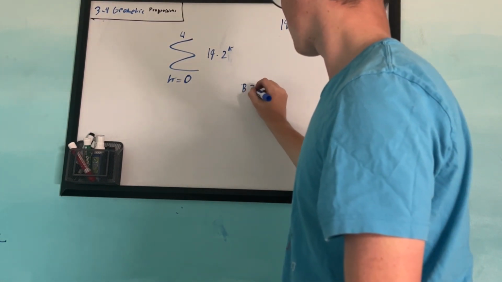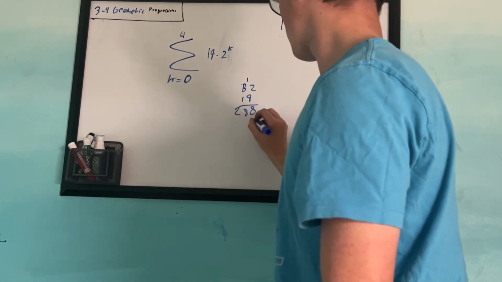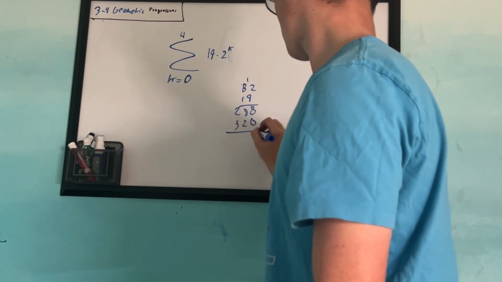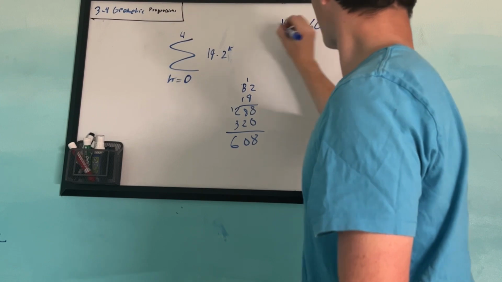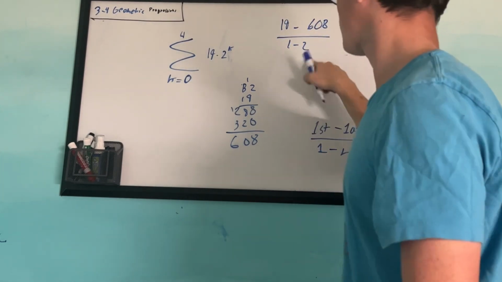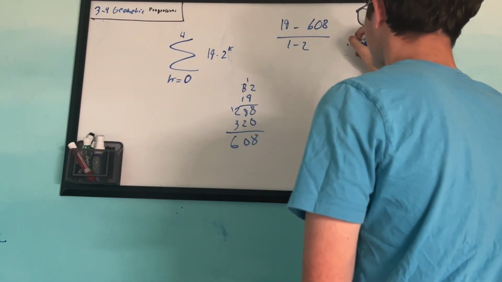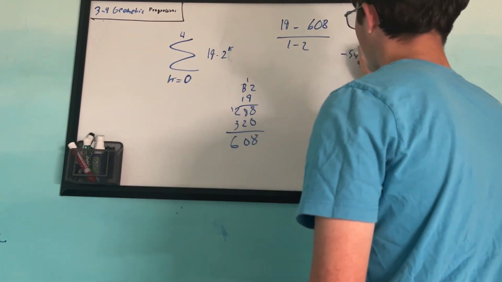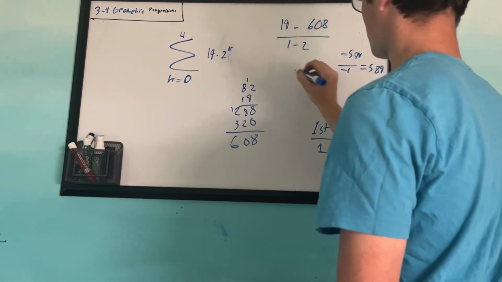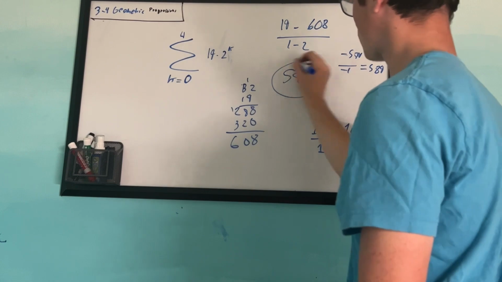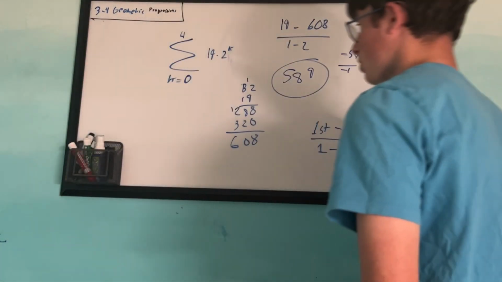32 times 19 is 608, over 1 minus 2, because that's our common ratio. So then we're going to get negative 589 over negative 1, so that should equal 589. And that should be it for this section.